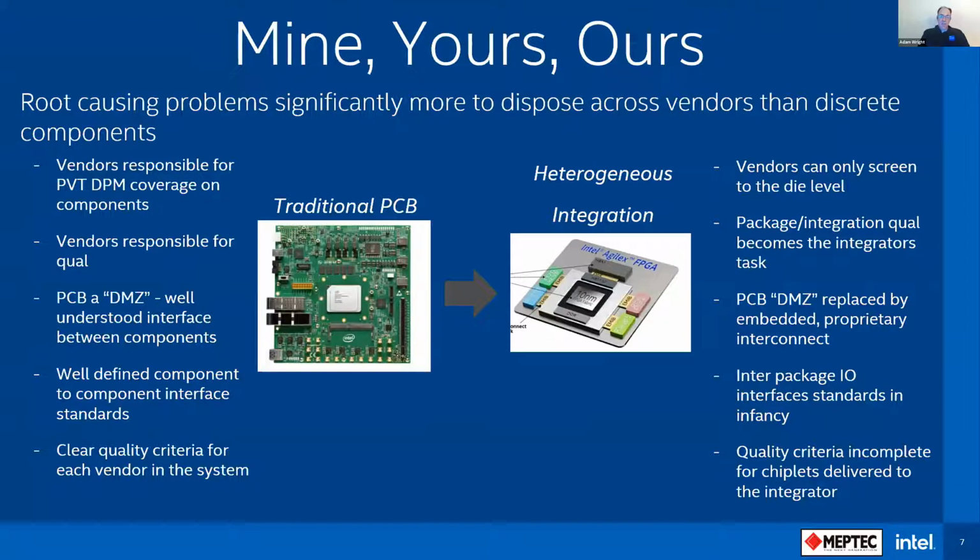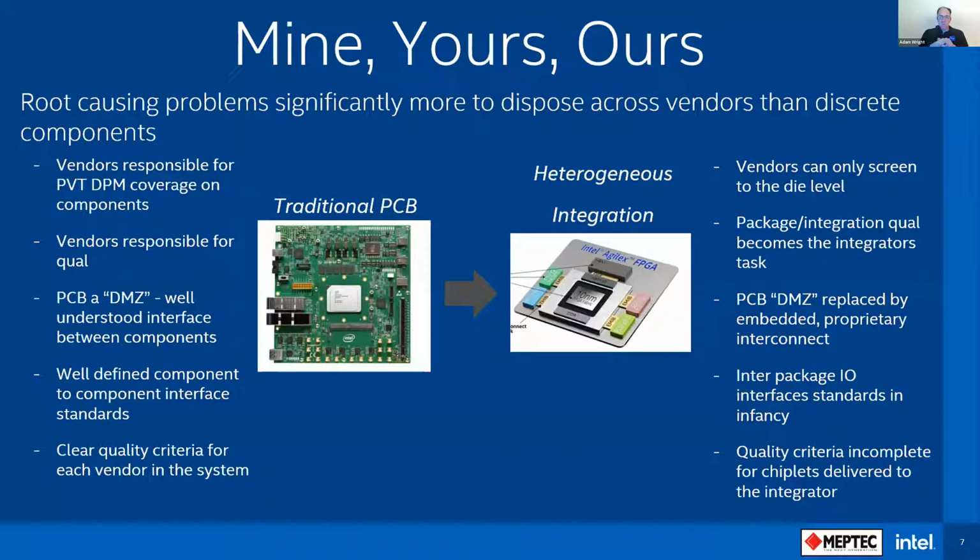In heterogeneous integration, our vendors can only screen to the discrete die level. Again, package integrator. The package integration qual becomes the integrator's task. The PCB DMZ is replaced by the packaging technology. So the inter-package IO interfaces are still in their infancy. There's still a lot of innovation going on there. And the quality criteria are incomplete for the chiplets delivered to the integrator.